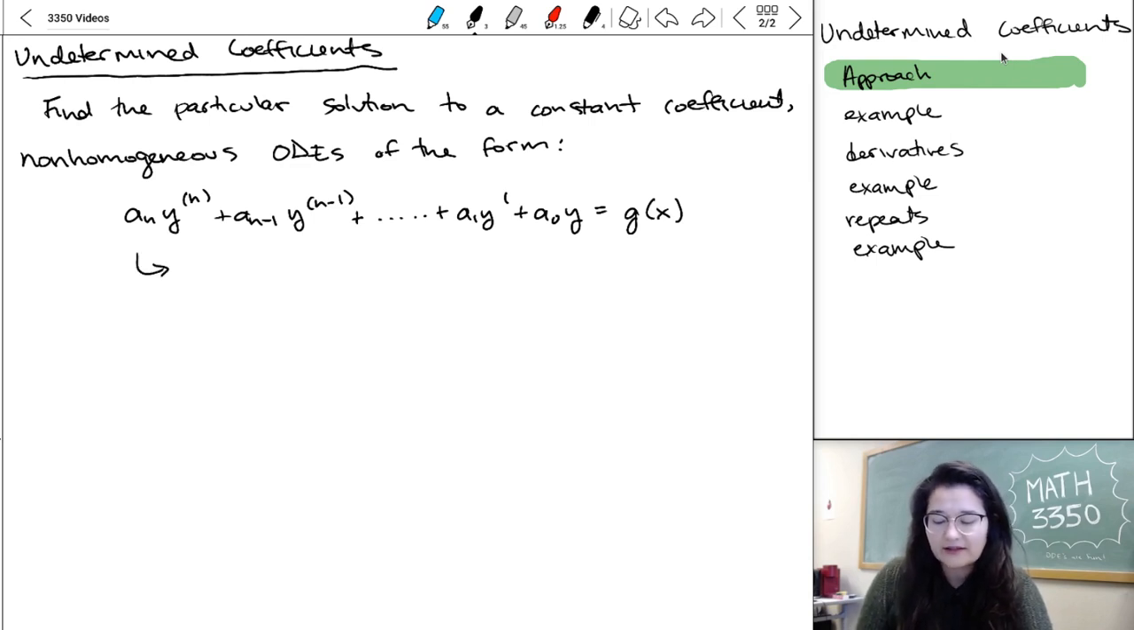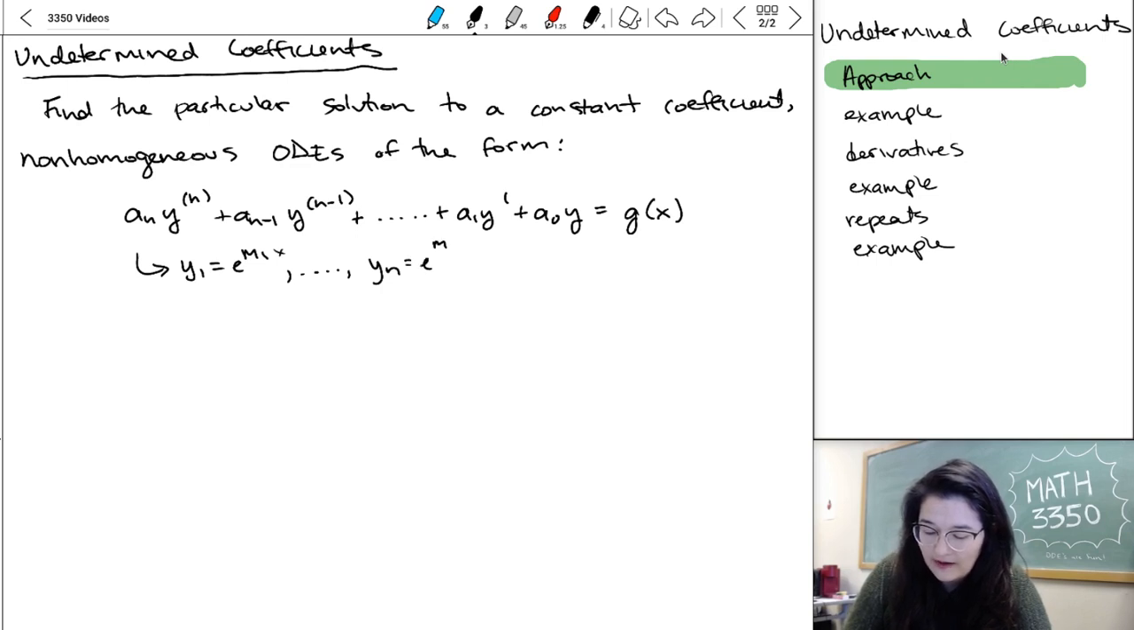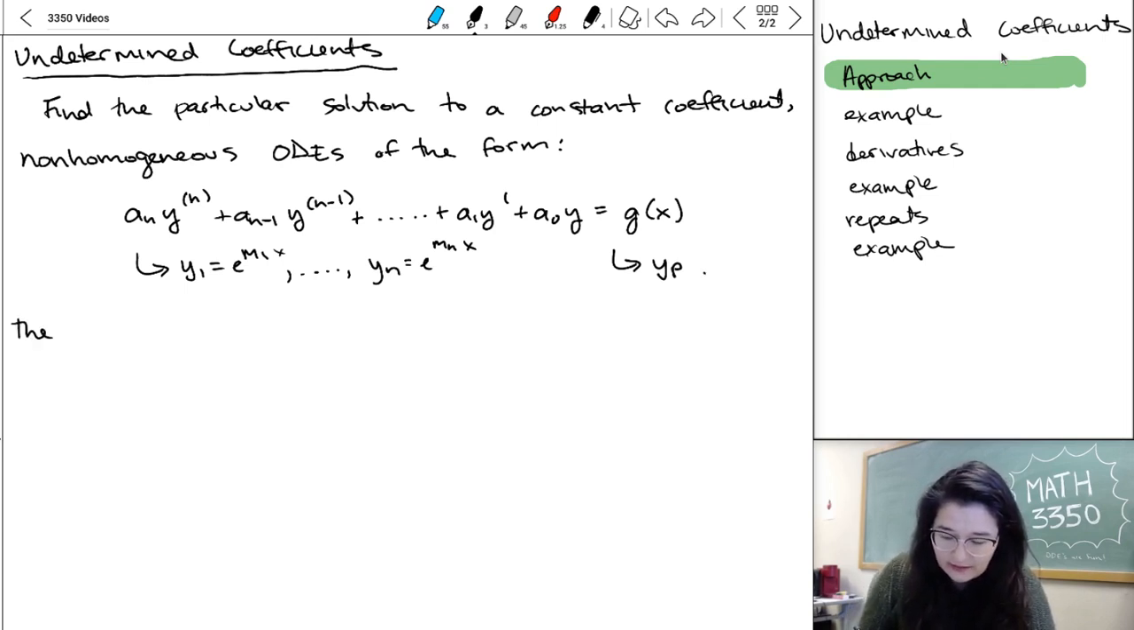And we know how to find solutions related to the left side of the equation. We've got those y1 e to the m1x through yn e to the mnx. And we do still have to use that information we learned about constant coefficient problems. But then we need one extra part where we find the particular solution y sub p that's related to that right-hand side. And just so you know, y sub p means particular solution.